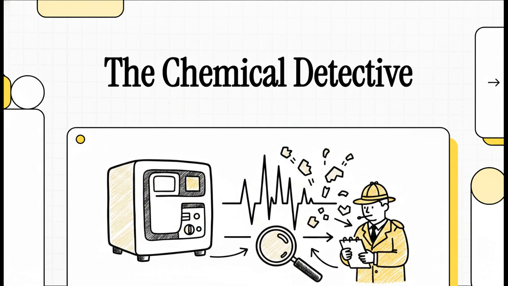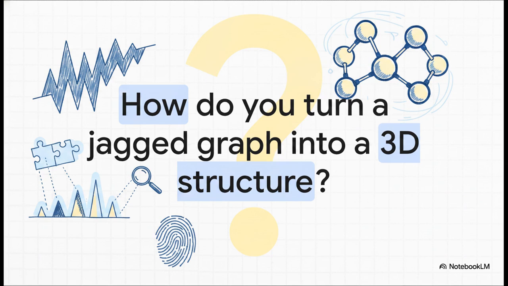A molecule has literally been blown apart in a vacuum chamber, and we are the chemical detectives stepping onto the crime scene, piecing together the true structure of our victim based purely on the fragments left behind. So that brings us to the ultimate question we're tackling today. How exactly do you turn that jagged graph into a perfect 3D molecular structure?